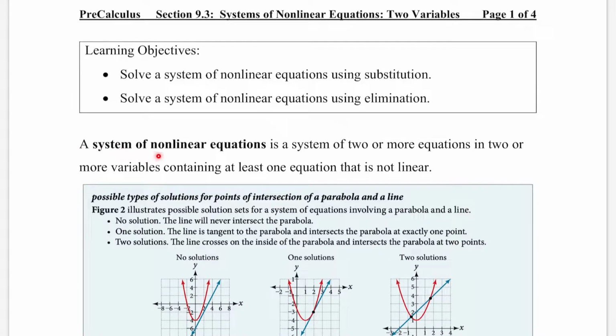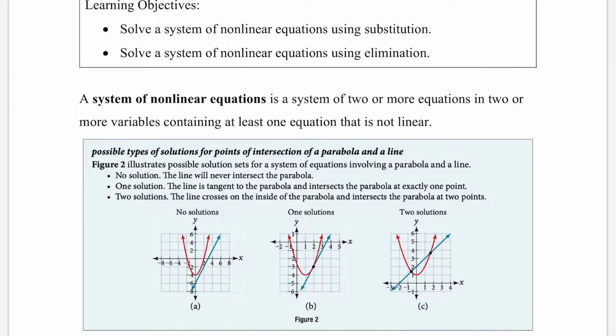A system of nonlinear equations is a system of two or more equations in two or more variables containing at least one equation that is not linear. An equation that's not linear can be a quadratic equation, circle, ellipse, or exponential. So as long as one of the equations is not linear, then we have a system of nonlinear equations.